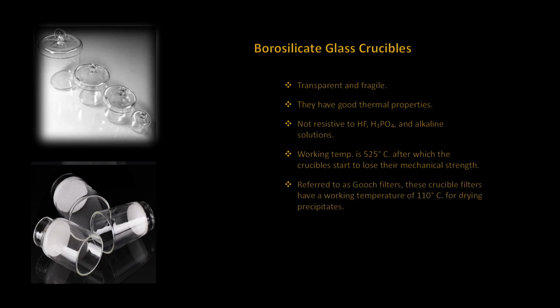The filter type are borosilicate glass crucibles, commonly referred to as Gooch filters, have a working temperature of 110 degrees centigrade. These are used for drying precipitates, followed with acid digestion of the precipitate. The borosilicate or glass crucibles are considered to be general application type crucibles.